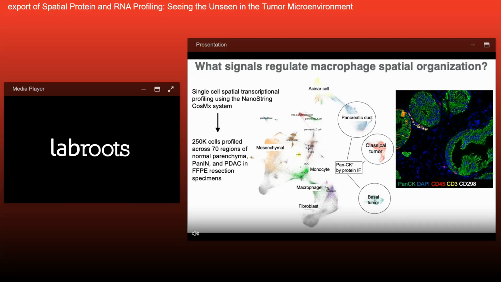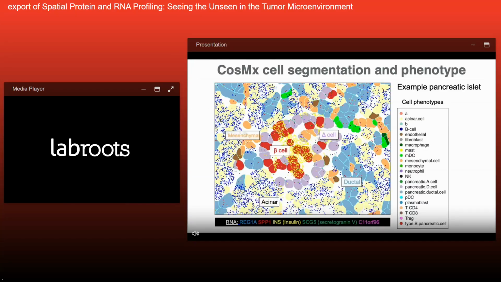Because the COSMIC system also provides immunofluorescence data for 4 protein markers, as you can see here on the right, we're able to perform orthogonal sanity checks in the RNA data and confirm, for example, that cytokeratin expression at the protein level was restricted to tumor cells and pancreatic ductal cells, whereas CD45 protein expression was restricted to immune cells.